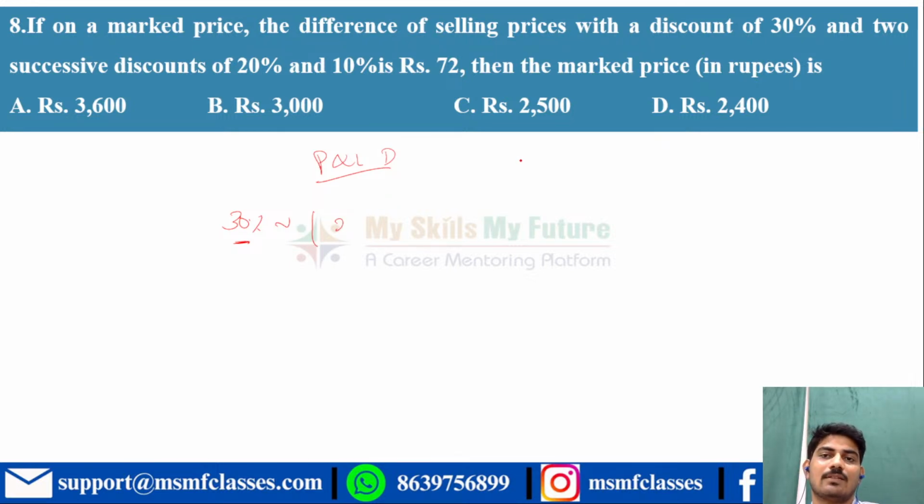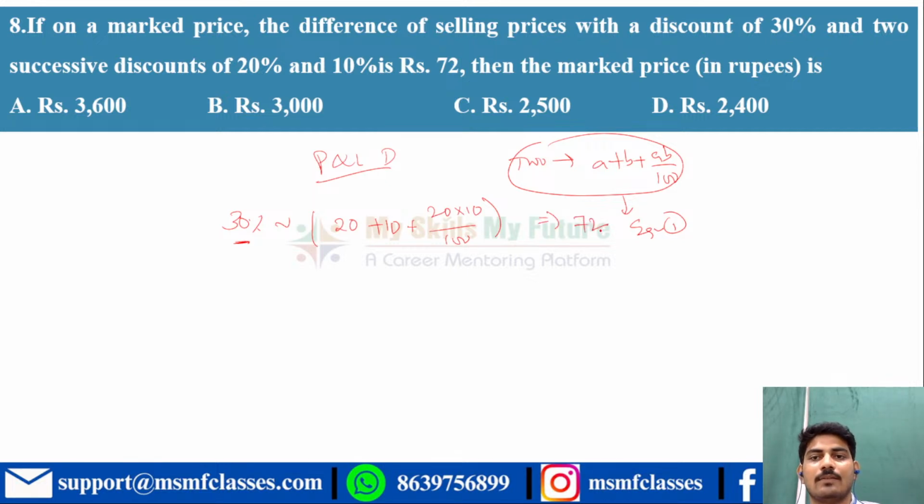For successive discounts, when two successive discounts are given, we have a basic formula, that is a plus b plus ab by 100. This is the basic formula to make two successive discounts equivalent to a single discount. So I am writing here 20 plus 10 plus 20 into 10 divided by 100, and that difference will be equal to 72. If you simplify this equation, you will get the market price of the article.